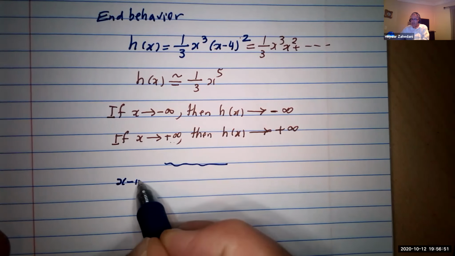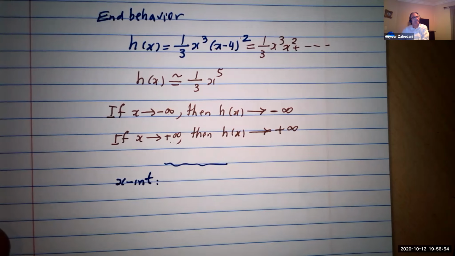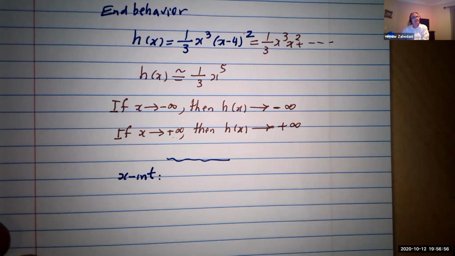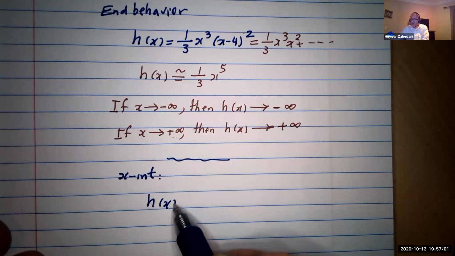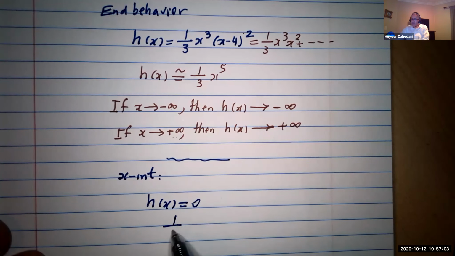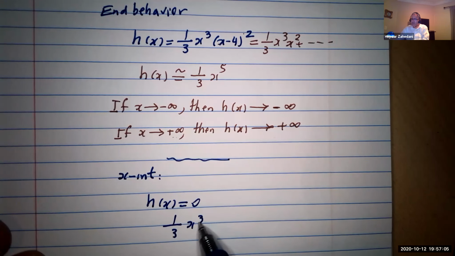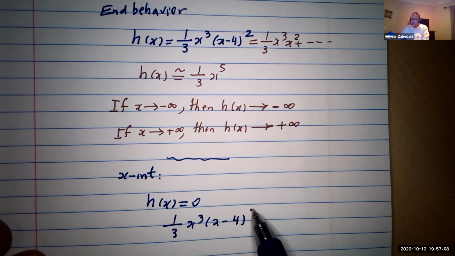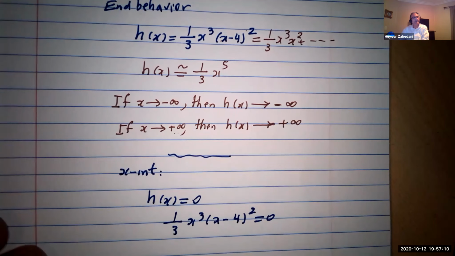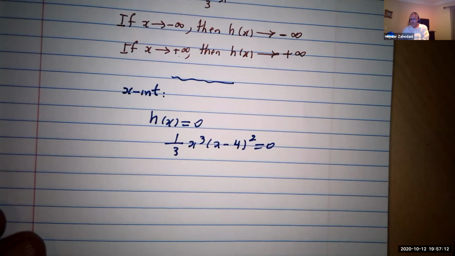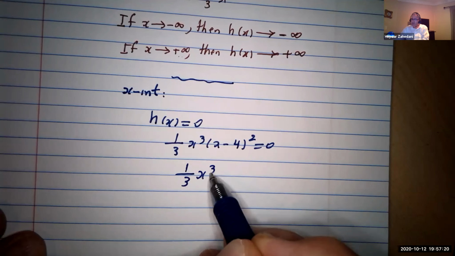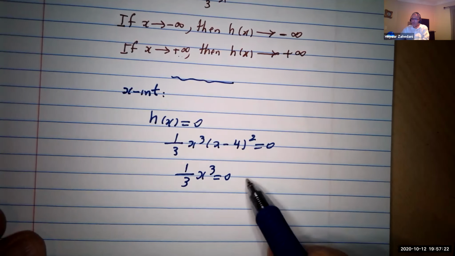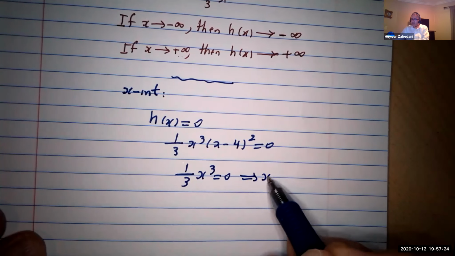Describe the x-intercepts. Okay, that's easy. You don't need to factor it. So we set h of x equal to 0. Then you have 1/3 of x cubed times (x minus 4) all squared equal to 0. You let each factor equal 0 and describe it. So we get 1/3 of x cubed equal to 0, which gives you x equal to 0.